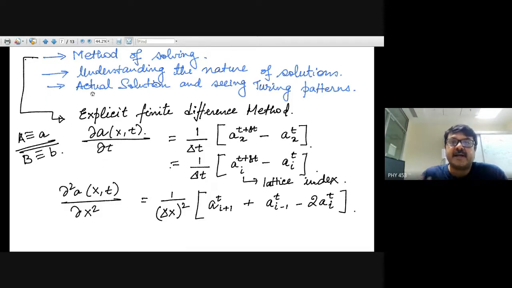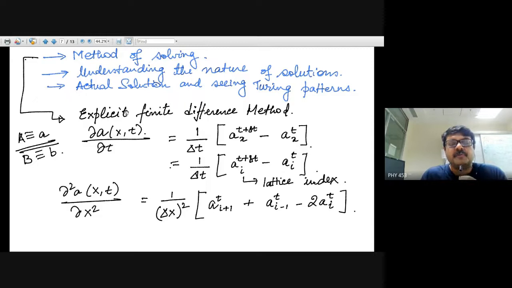Then before just blindly plugging in parameters and solving them, one has to check whether your system, your finite difference scheme, is working correctly. And how do you check? You check by developing an understanding of the nature of solutions and checking whether your computer code which you have written is doing what you expect it to do. Now for this expectation, you need some understanding of how these equations behave. So we're going to look at various limiting terms, drop some terms and see how those equations behave. And finally, the third step is basically look at the actual solution and seeing Turing patterns.